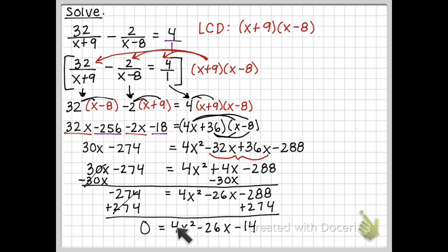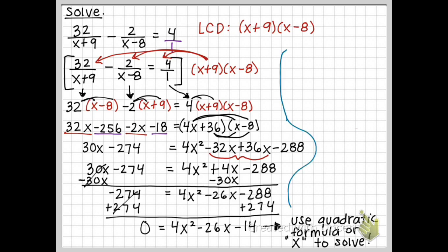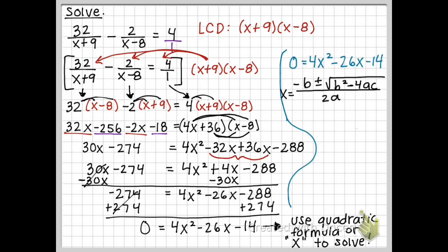Now we have ax squared plus bx plus c. This is called standard form. Now we have to use the quadratic formula to solve. Again, I ran out of room. So this is how we do it. This is the quadratic formula right here.